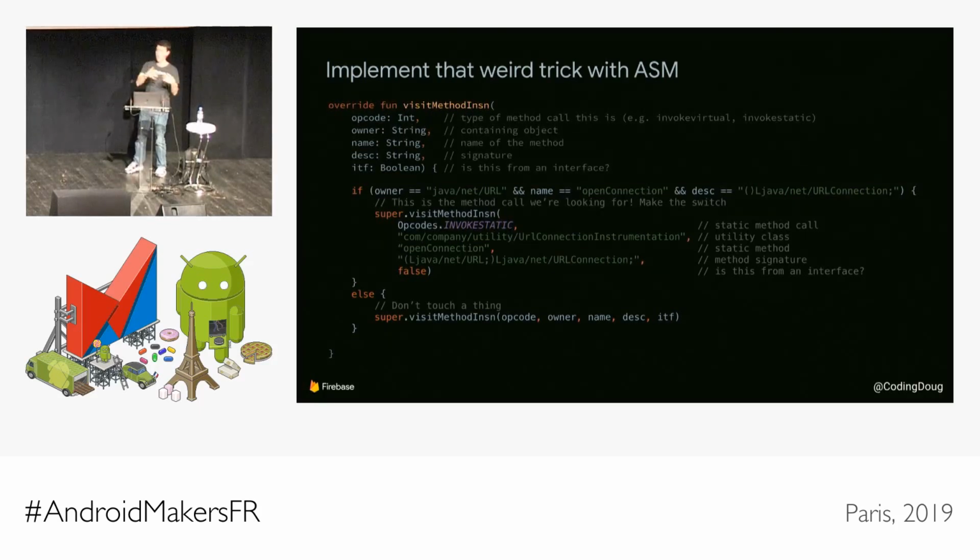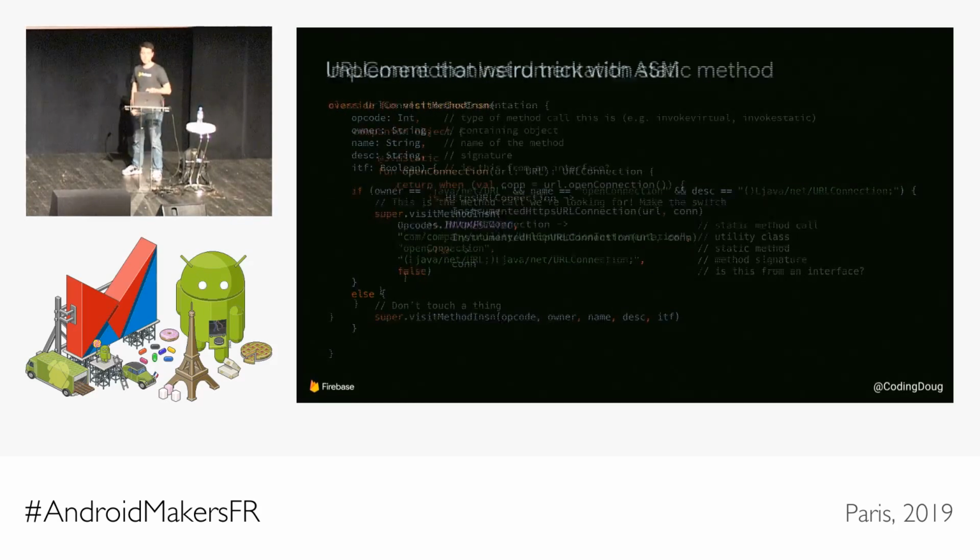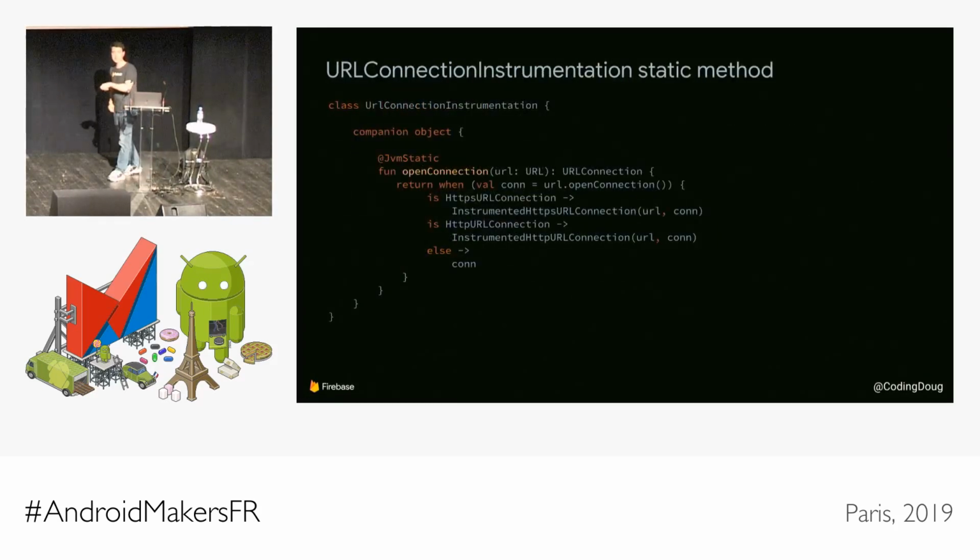So I have to check all of those patterns to see if it's something I want to change. But this is really what it boils down to. Now, if I were to look inside the static method, inside my helper class, the static method would look like this. So I'm calling that static method openConnection. It takes a URL, it returns a URLConnection, and then I look at the class and say, is this a URLConnection that I'm actually interested in? I'm interested in HTTP. I'm interested in HTTPS. Everything else I am not interested in.